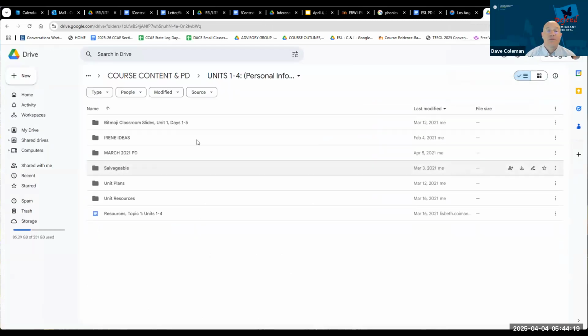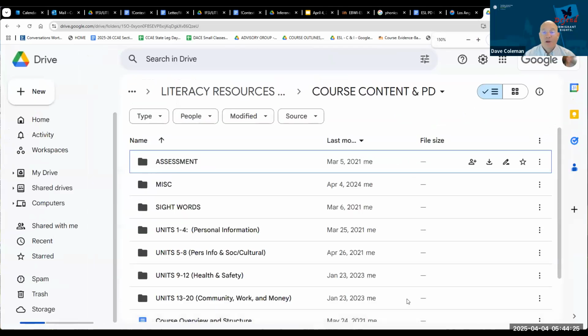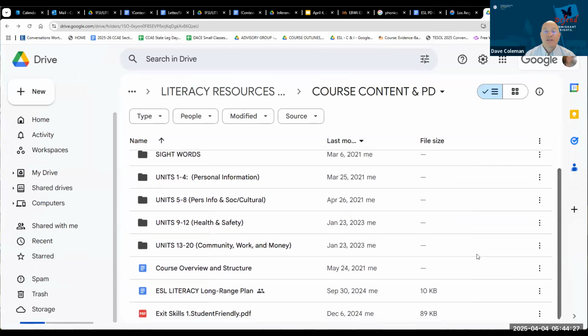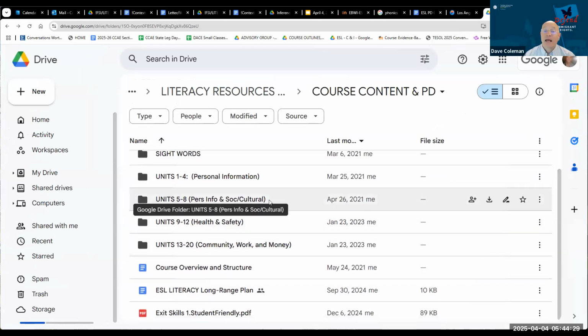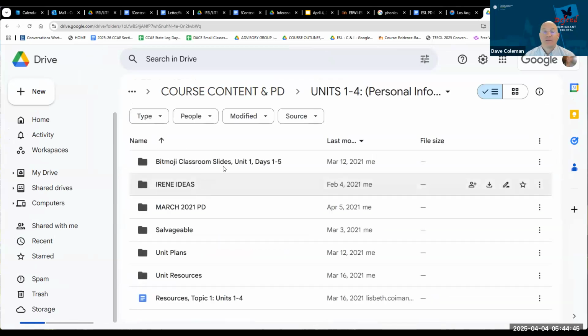Now let's go a little more deeply into it. Let's look at unit 1 through 4. Oh, let me go back actually. So you can see, let me make it bigger. Unit 1 through 4 is personal information, 5 through 8, personal information, and now you're adding some basic communication skills. Then 9 through 12 is health and safety, and 13 through 20 is community, work, and money. And that's all you can do with your beginners. Maybe even ESL 1. But let's look at the personal information.